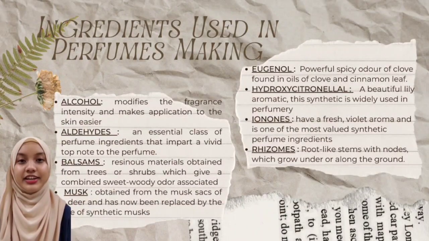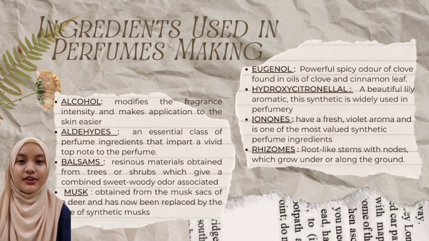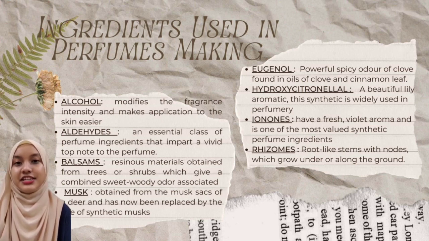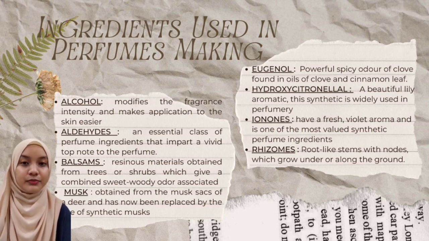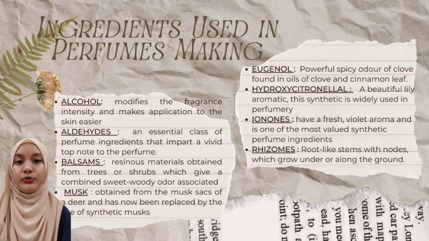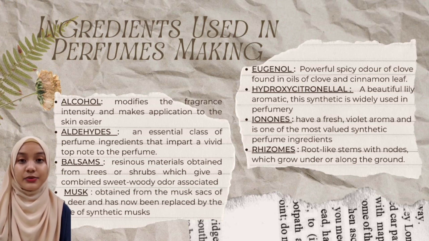These are some of the ingredients that are used in perfume making. First of all is alcohol, which is the main component of perfumes. It modifies the fragrance intensity and makes the application on skin easier. Secondly, we have aldehydes, which is an essential class of perfume ingredient that imparts a vivid top note of the perfume. Next one is balsam, which is a resinous material obtained from trees which gives a combined sweet woody odor. The next one is musk.